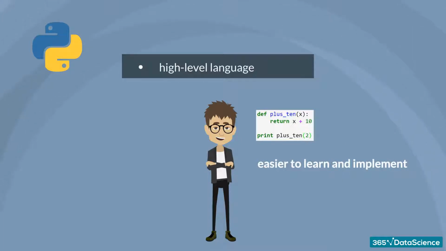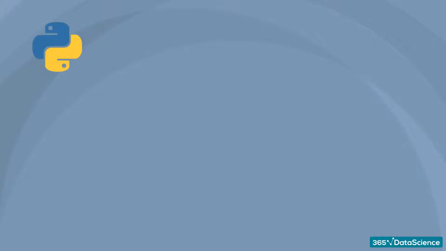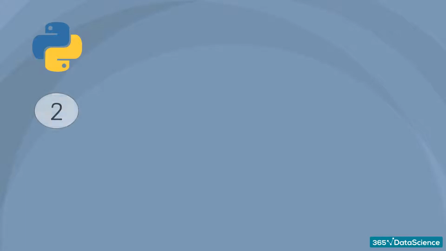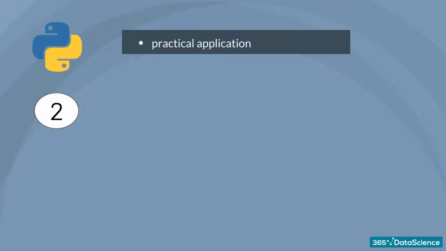instead of trying to figure out unreadable lines of code. To summarize the technical advantages that make Python a powerful programming language, often preferred over other programming languages, we can say the following. It is free and constantly updated. It can be used in multiple domains. It does not require too much time to process calculations and has an intuitive syntax that allows for complex quantitative computations.